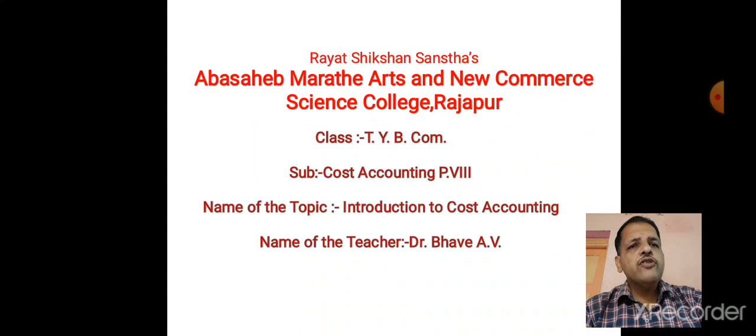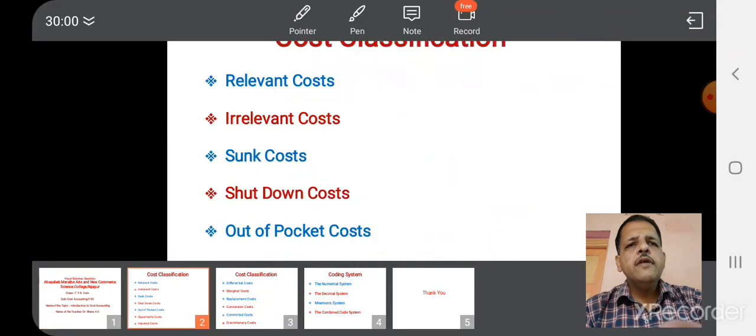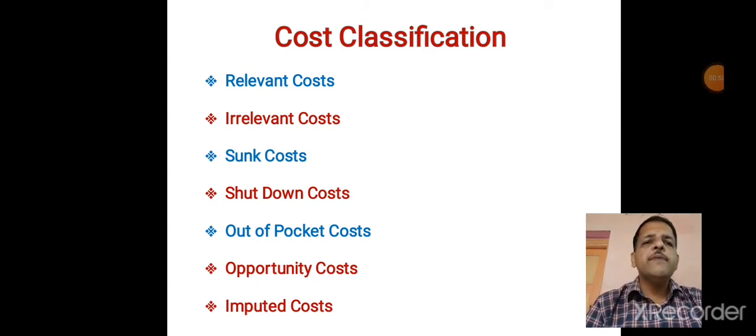Let us see first of all cost classification. Now, this cost classification is usually made for taking decisions as well as control purpose. There are in total 13 different concepts of cost under this cost classification. We will see one by one. First concept is relevant cost.